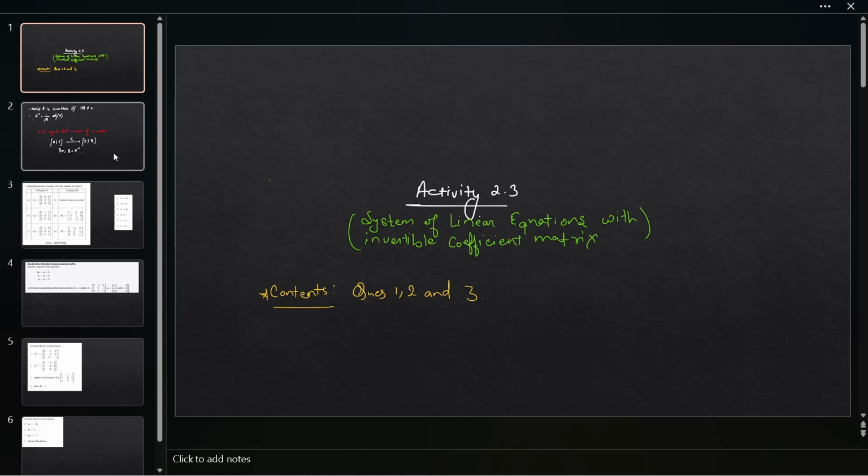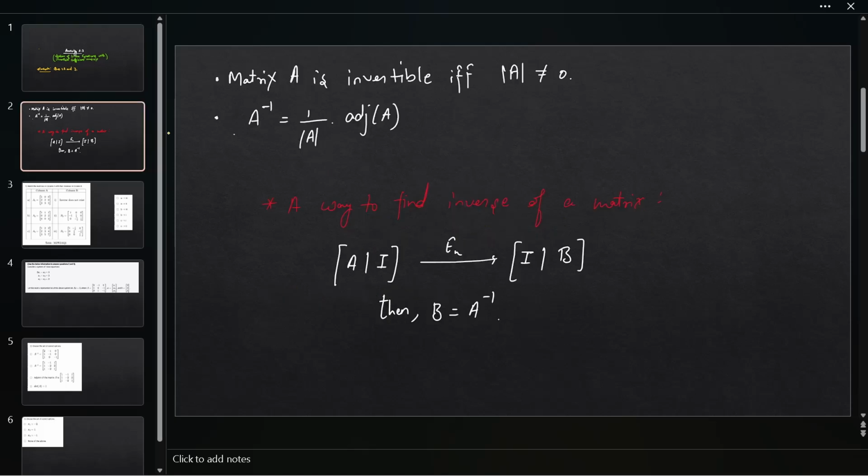Before delving into the questions, let's check some theory. The matrix A is invertible if and only if it is non-singular. That means the determinant of the matrix must not be equal to 0. So there are two conditions. First, it must be a square matrix, and second, its determinant must not be equal to 0. If both conditions are satisfied, then we can define the inverse of the matrix as 1 over determinant of A times the adjoint of the matrix A.